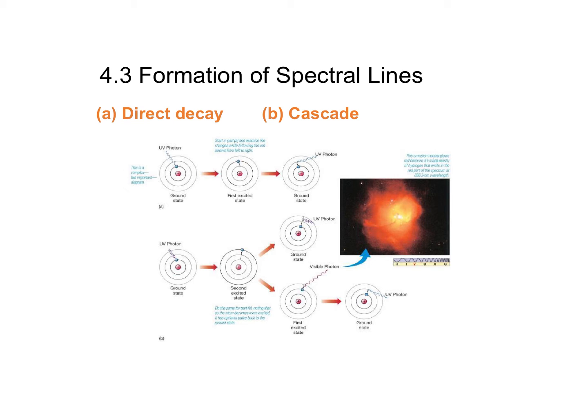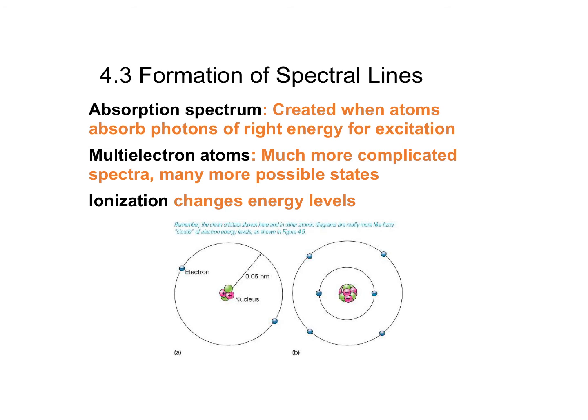Now, we've also talked about absorption spectrums, and the absorption spectrum occurs when the light passes through a gas and gets absorbed.